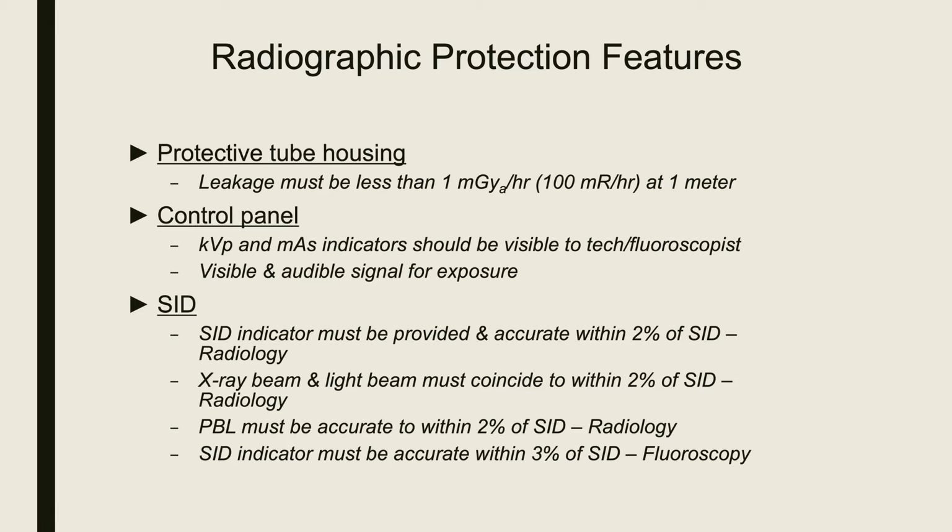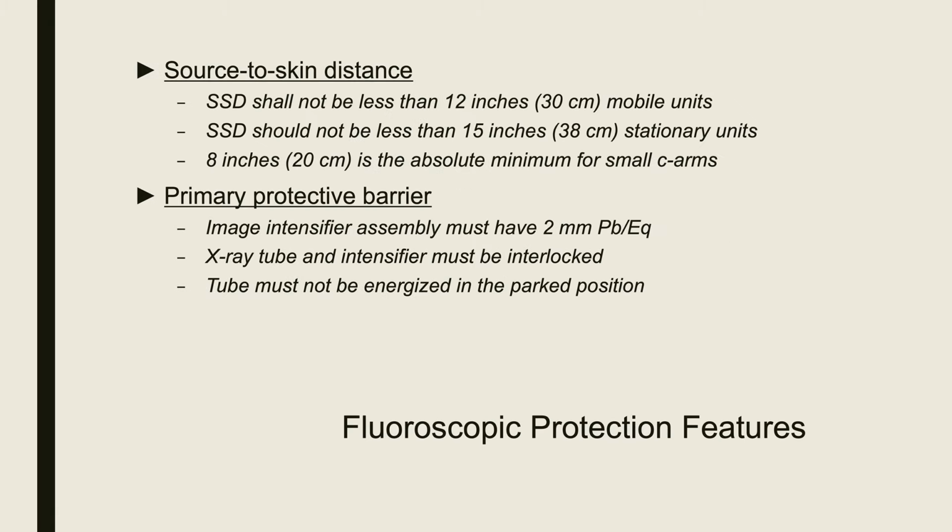In fluoroscopy, the source to skin distance for mobile units shall not be less than 12 inches or 30 cm, and the SSD for stationary units should not be less than 15 inches or 38 cm. The primary protective barrier, the image intensifier assembly, is lead lined, and that must have 2 millimeters of lead. That's PB lead equivalent.